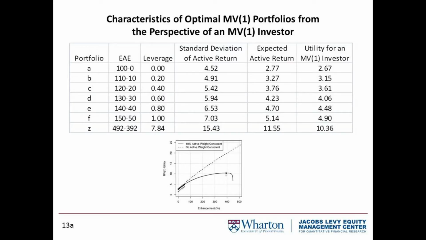If you look at the last column, that shows the utility or the goodness of each of these portfolios for that investor, for their particular utility function. And again, you can see that they're happier and happier as you move from A through Z, Z having the highest utility of all those portfolios shown.